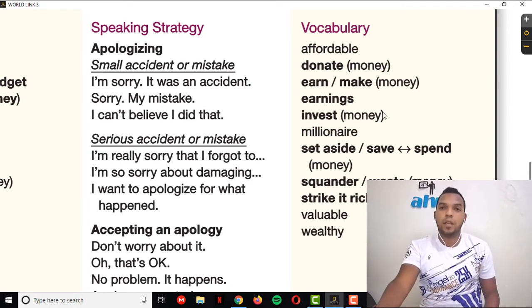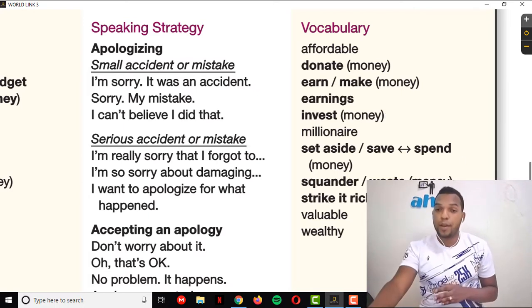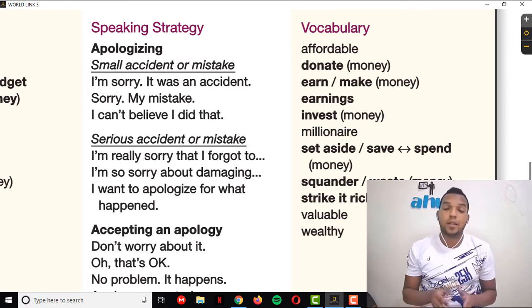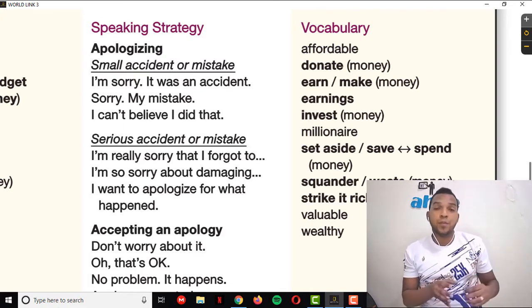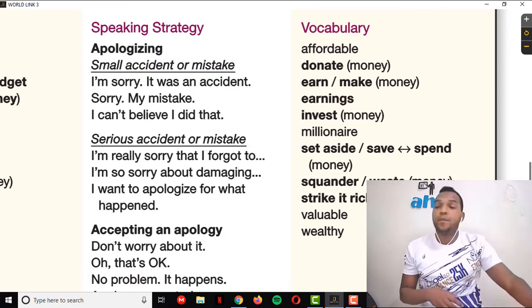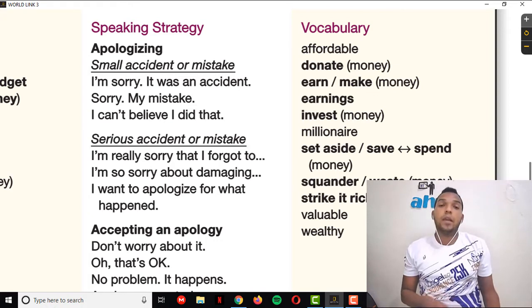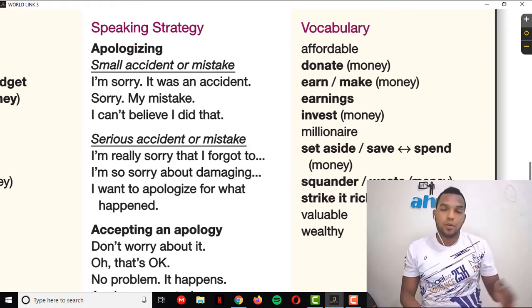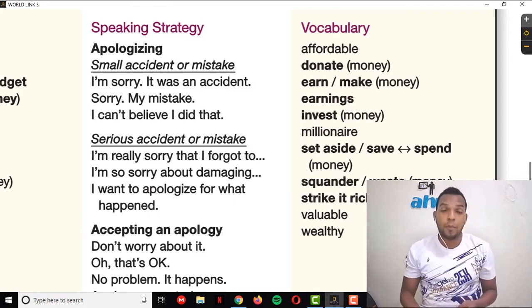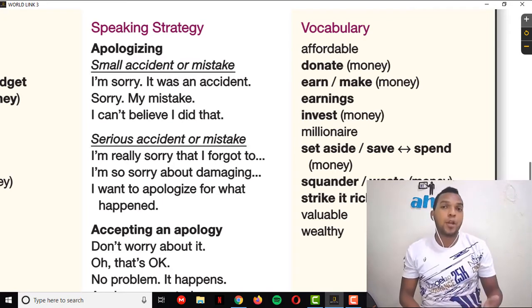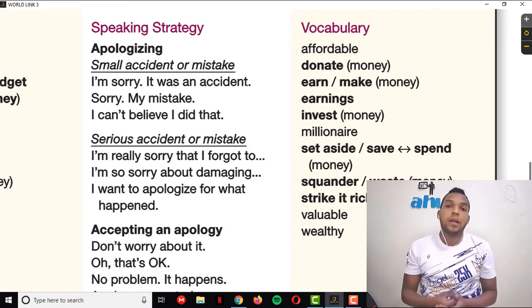Invest money. Invest is totally different from the other one we have, waste. Invest is when you give money away, but you will receive it later, even double, or it doesn't matter how much. Okay, if you want to start a company, you need to invest money in your company, but you know that money comes back to you later.